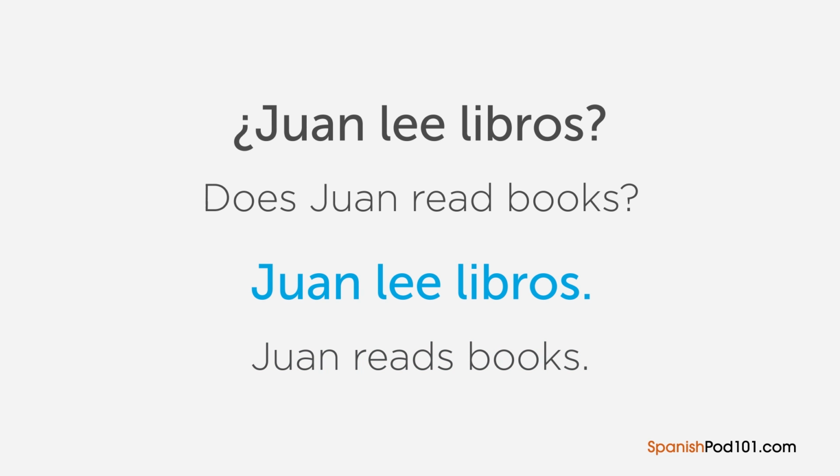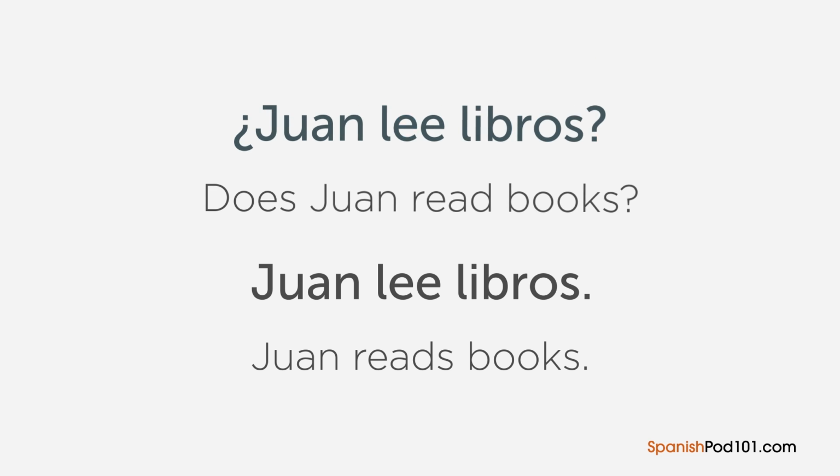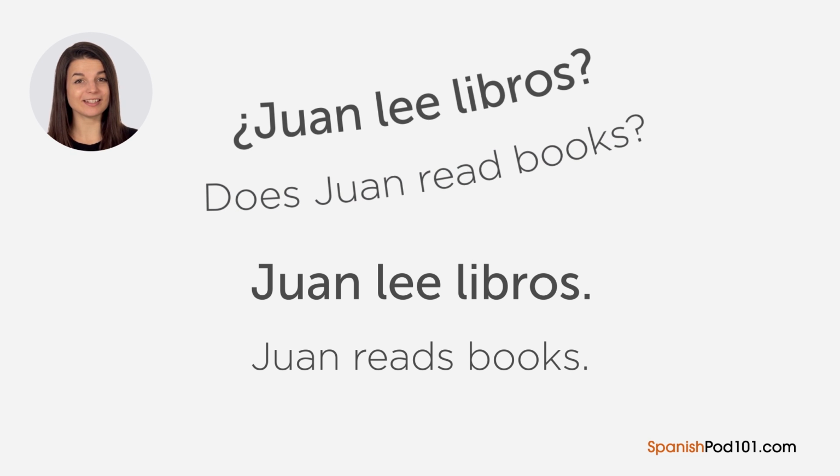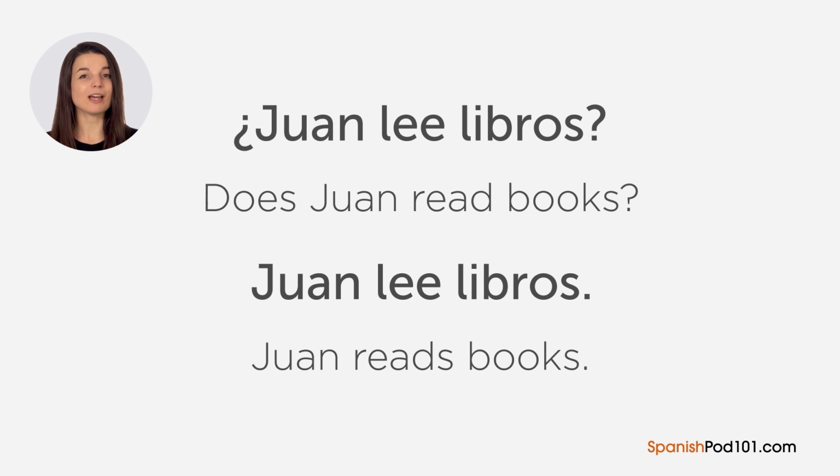Juan lee libros. The simplest way we can turn that statement into a question is by just raising our intonation at the end of the sentence. Juan lee libros? Meaning, does Juan read books? In conversation, we just need to raise the intonation at the end to express that it's a question. In writing, however, we have to include the question mark at the end, just like in English. But unlike English, questions in Spanish are marked with an inverted question mark at the beginning of the question as well. Juan lee libros?